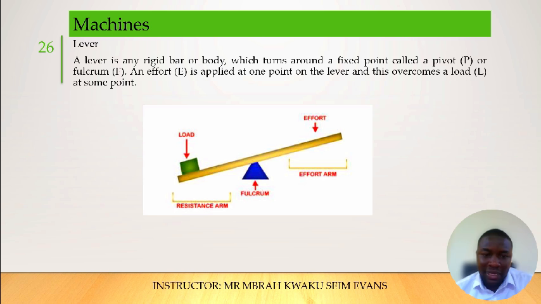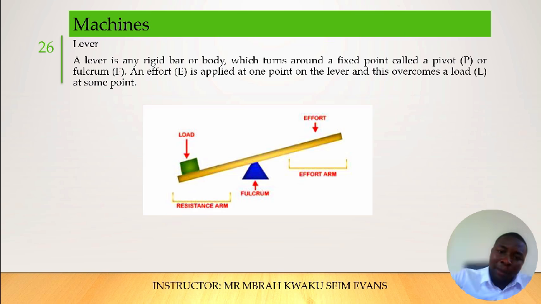Okay, what is a lever? A lever is a rigid bar with a fixed point of turning. Now, the fixed point of turning can also be called the fulcrum, or the pivot.